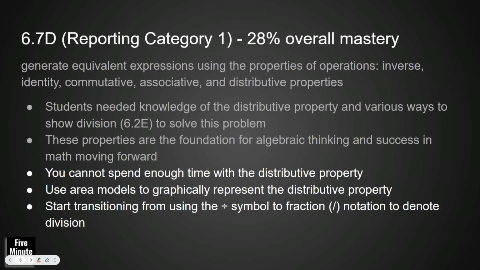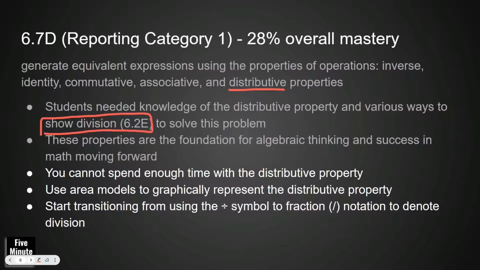to get that. So even though we needed to know the distributive property, and a lot of times we boil this down to the distributive property, this is just one property. And you notice how they folded in the various ways to show division, right? So that's really what this problem was about. It could have been dual classified with 6.7D and 6.2E.